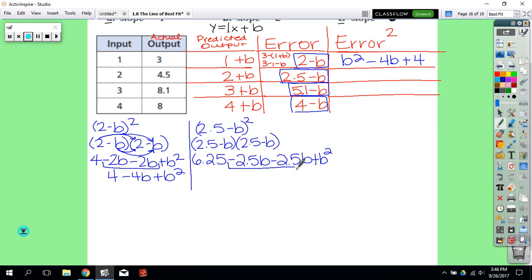Again, combine our like terms. So negative 2.5 and negative 2.5 is negative 5b. Bring the plus b squared and the 6.25 down. So that's the error squared for the second one. And again, I'm just going to write it in reverse order. So b squared minus 5b plus 6.25.